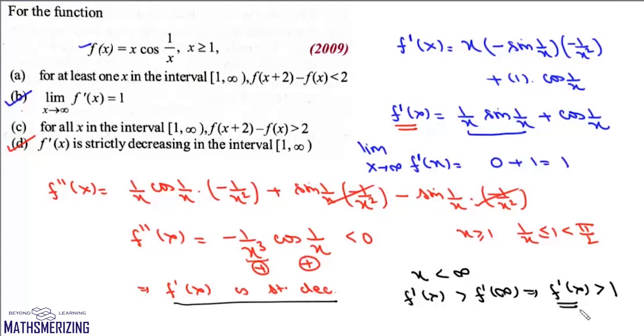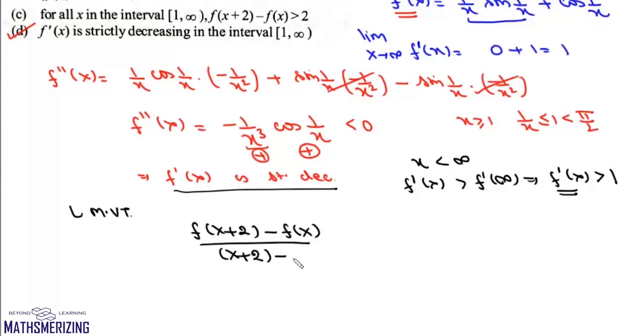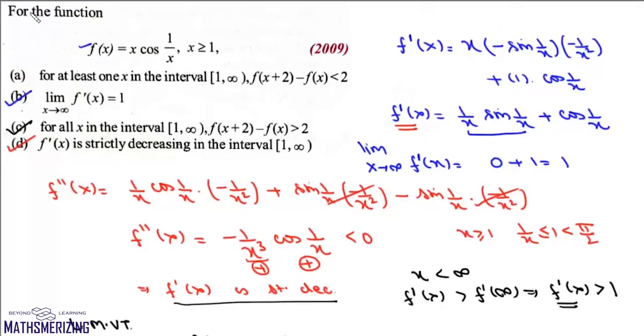Now for A and C, we'll use Lagrange's mean value theorem. So if we use Lagrange's mean value theorem, we can write (f(x+2) minus f(x)) upon (x+2 minus x) is equal to some f'(c). Now we know that any derivative is greater than 1. So it will be greater than 1. So from here we can say f(x+2) minus f(x) must be greater than 2, and that's your option C. So the correct options are B, C and D.